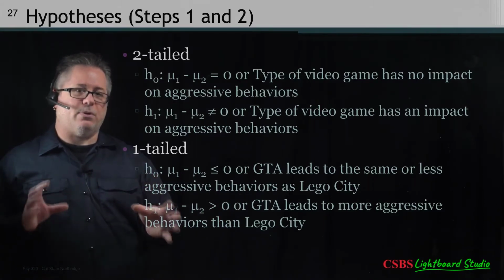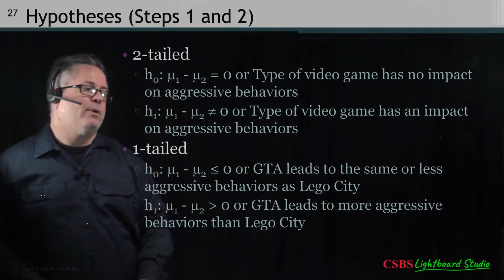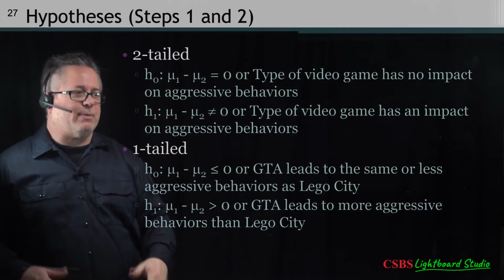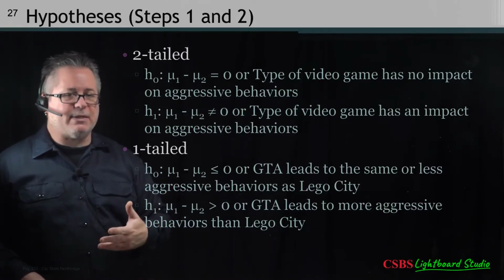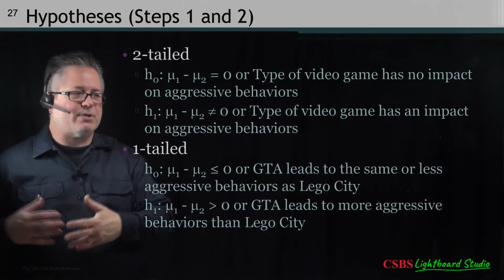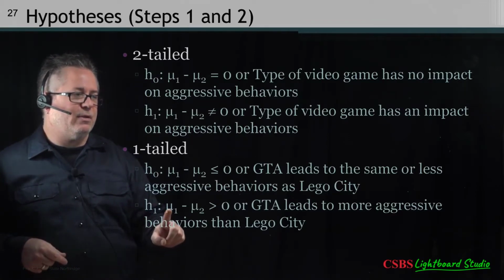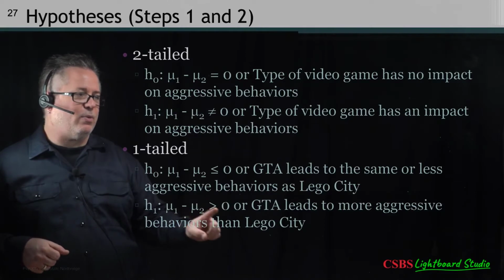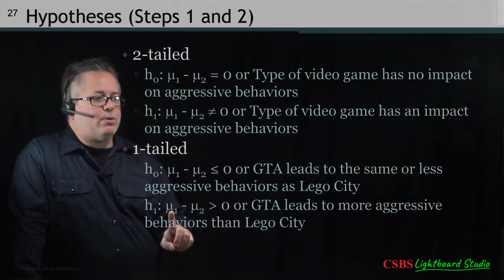So if you are unsure of which way it might go, you might do a 2-tailed test because you think there's going to be a difference, I just don't know which way. For this particular example, a one-tailed test is likely more appropriate, because I think Grand Theft Auto is going to lead to an increase in aggression, and that's what I want to test here. My alternative is that GTA minus Lego, the difference, is going to be greater than 0. So there will be more aggressive behaviors after GTA than after Lego. I expect that difference to be positive, greater than 0.